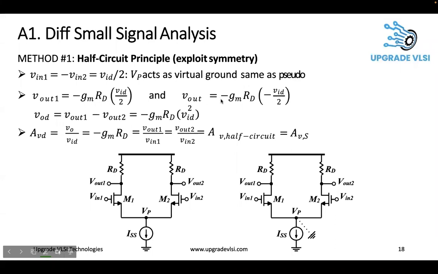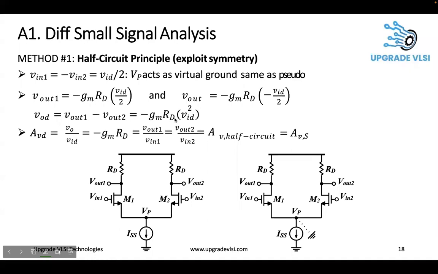So this is V out 2, and this is negative because it is a CS amplifier. Here also it is negative because of the CS amplifier. So this negative sign is coming because of the definition of the differential signal. So both will cancel out. The differential output is the change between V out 1 and V out 2. So if you take the difference, it will be GMRD into VID.